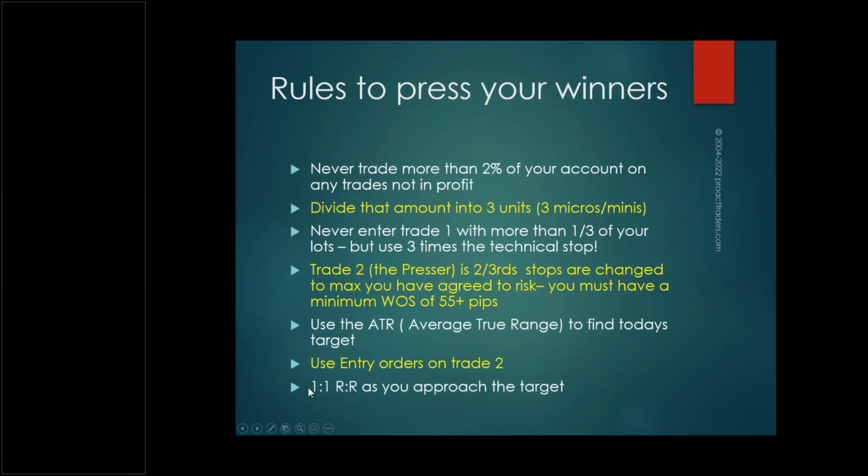Then as you approach the target, say I'm 18 pips away, now everything goes to 1-to-1. All my stops get moved to 18 pips away. I'm 9 pips away, all my stops get moved to 9 pips away. I'm 4 pips away, that's as close as the broker will let you get, so all your stops get moved to 4 pips. It pops up 4 pips and you get stopped out. Well, you left 4 pips on the table.